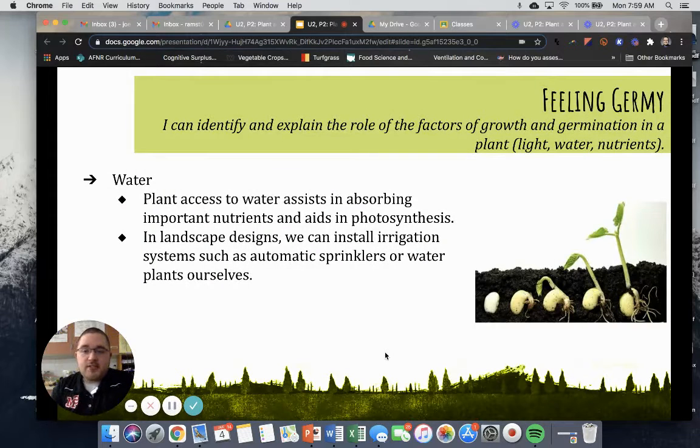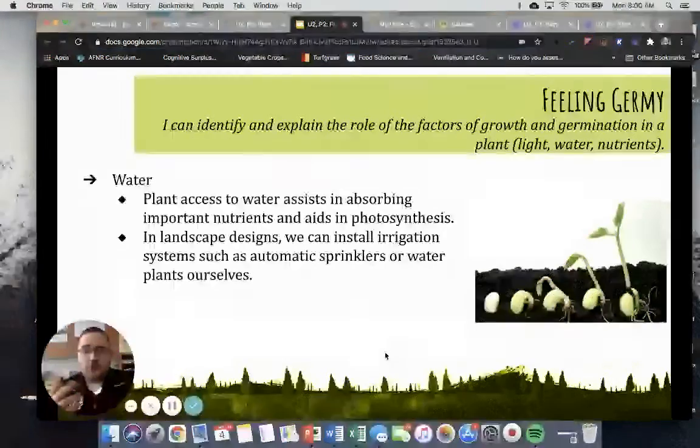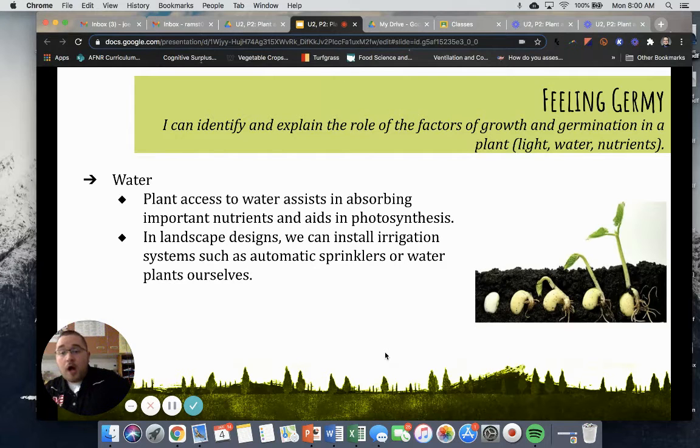Welcome back, Plant Science. So now we're going to learn a little bit about water and nutrients, which are the last two key factors of growth and germination of a plant. We also have temperature in there, which we'll touch on a little bit here as well. But water is important because it allows plant access in absorbing important nutrients, and it also aids in photosynthesis.